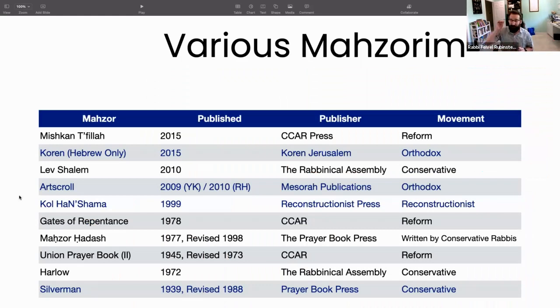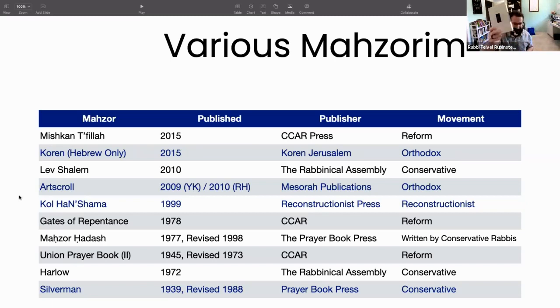These include, and I've listed these in chronological order, newest at the top, oldest at the bottom. The Mishkan Tfilah, the Koren. My Koren that I have here is actually the Hebrew-only version.